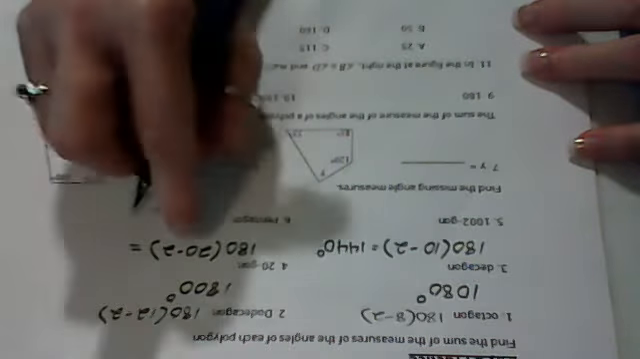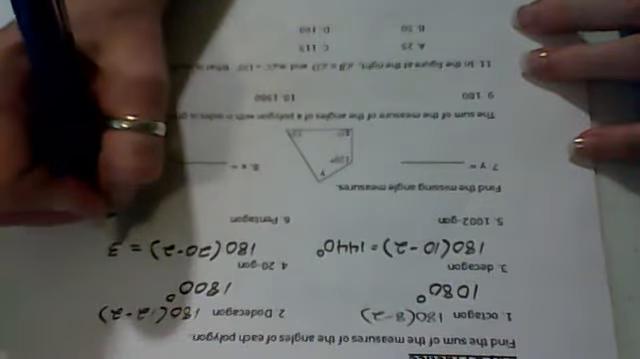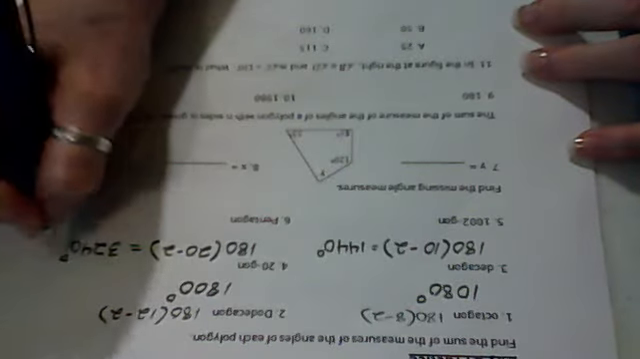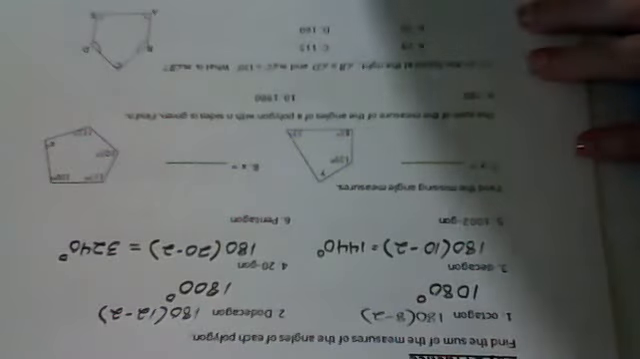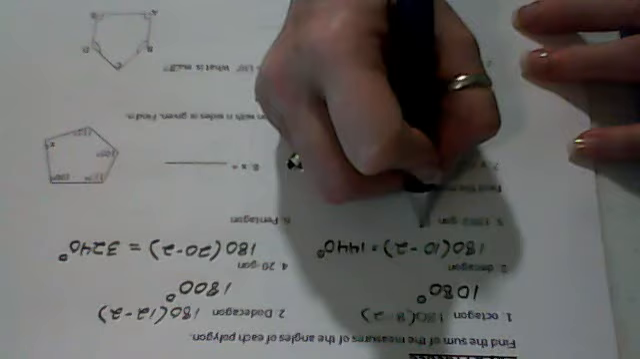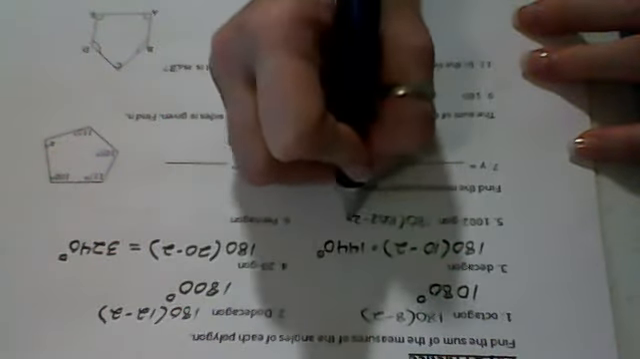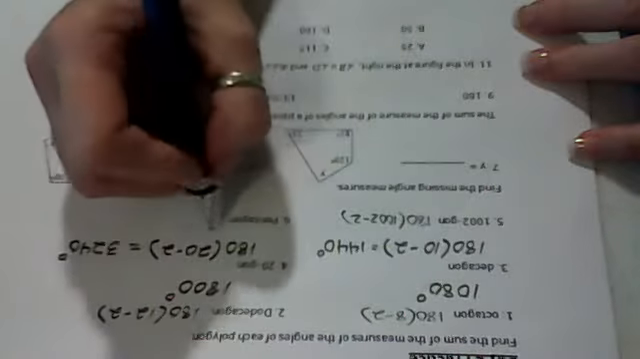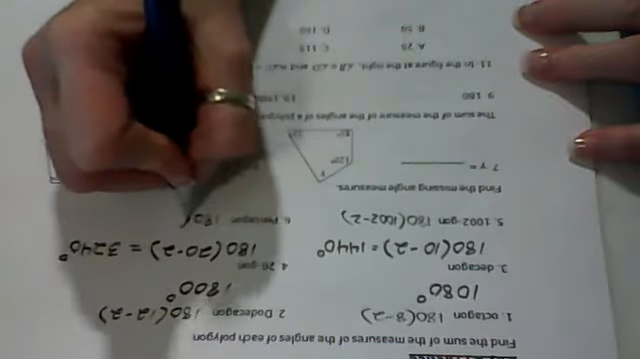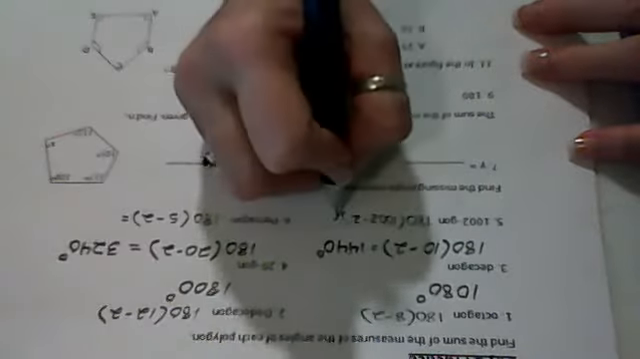A 20-agon has 20 sides. 20 minus 2 is 18, times 180 is 3,240 degrees. Make sure you're putting that degree sign on there. A 1,002-agon, I think that one would be very hard to draw. It would be 180 times (1,002 minus 2). And a pentagon would be 180 times (5 minus 2). And I'll let you go ahead and fill those in.